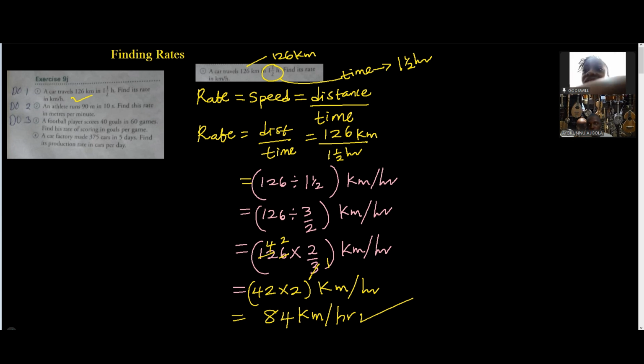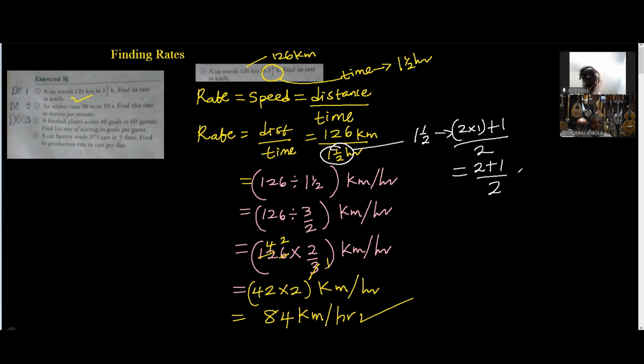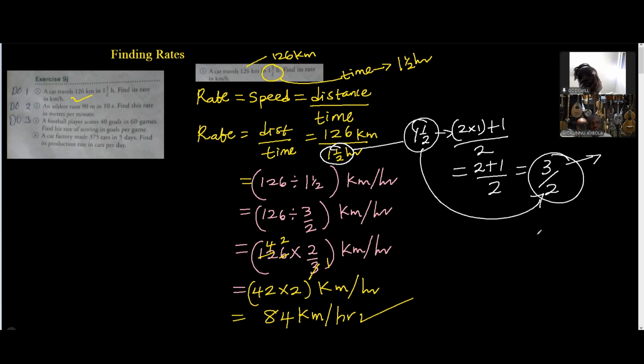How did you get 3 over 2? Okay, fine. But you know this is the time given, right? Yes, sir. 1.5 to improper fraction. We're going to multiply this and this. So that will be 2 times 1. Then you add the number at the numerator, plus 1, then over this. So what is 2 times 1? That's 2, plus 1, over 2. So what is 2 plus 1? That's 3 over 2. So this is how to convert from mixed number to improper fraction. Is that clear? Yes, sir.